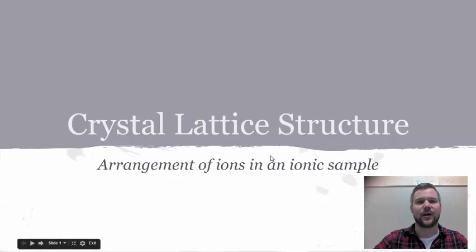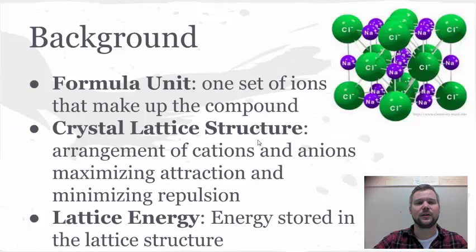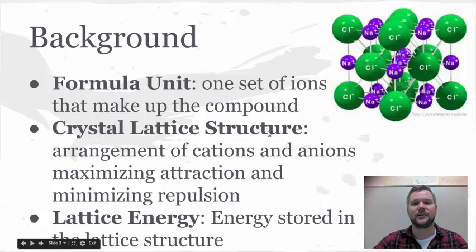Right, welcome back. Today we're going to talk about crystal lattice structure, which is going to be the arrangement of ions in an ionic sample. So if you didn't catch it from right here, this means we're going to be talking about ionic compounds instead of covalent compounds. So this is going to be talking about the strength of the sample, the forces in between individual ions that holds the whole macroscopic scale together.